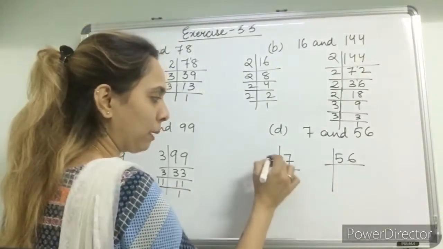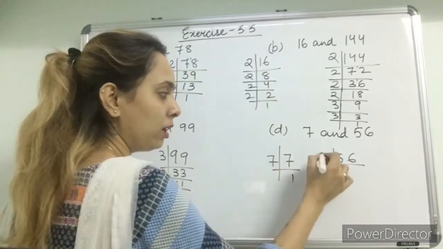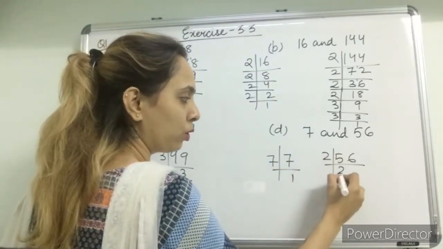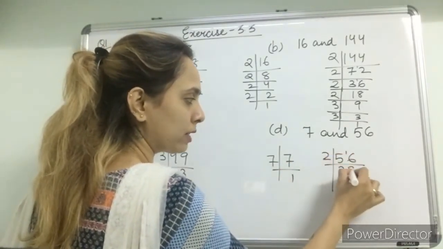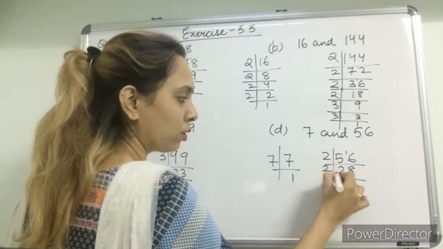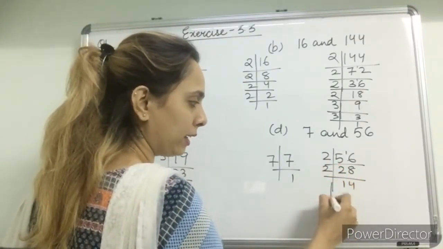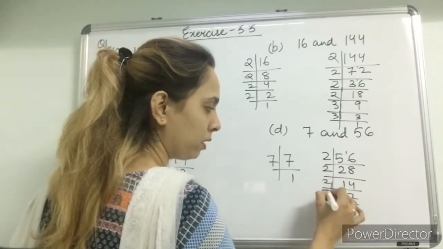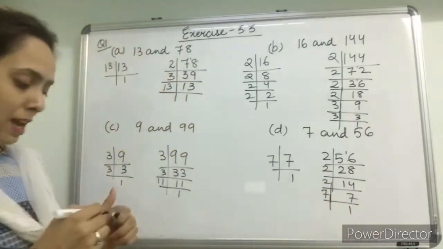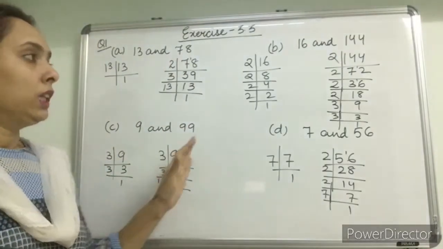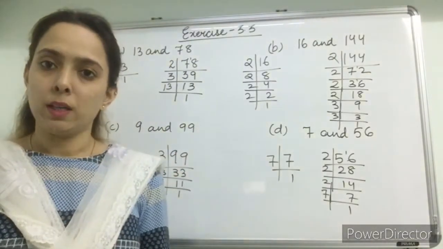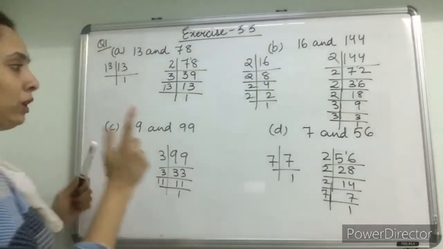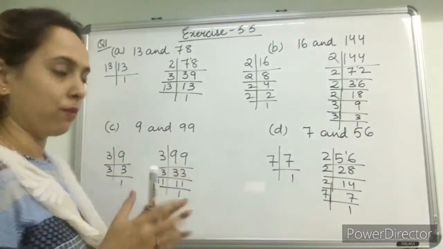Next, 7 is a prime number, 7 1s are 7. Now 56: 2 2s are 4, 2 8s are 16, 2 1s are 2, 2 4s are 8, 2 7s are 14. Now 7 is a prime number, so 7 1s are 7. So we have done the prime factorization for all these numbers. Now we will find out the HCF.